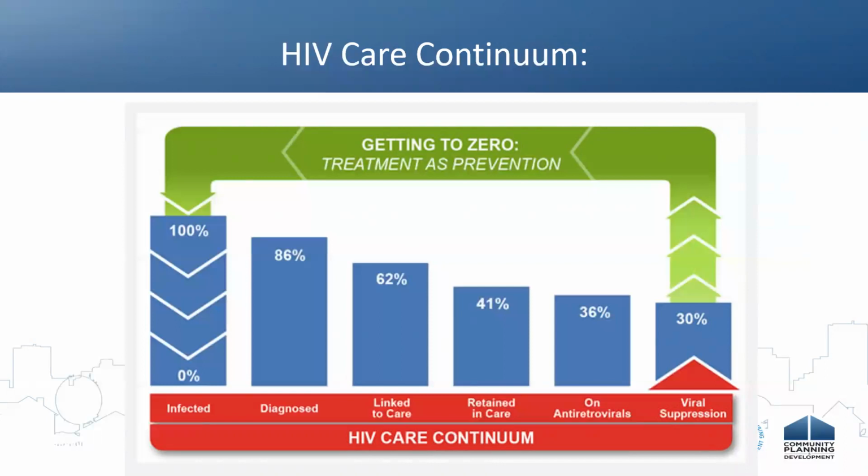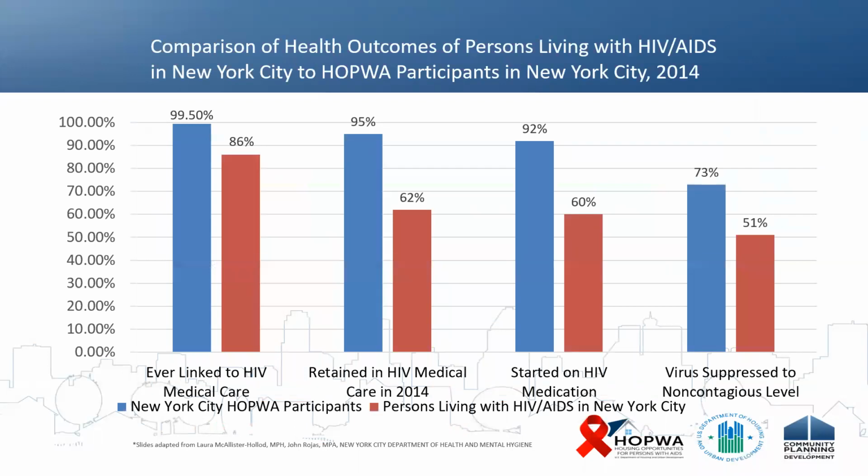Now we're going to go to the next slide, and I'll talk to you a bit about what happens when housing is introduced into the HIV care continuum. The example I'm using is based on New York City. This is data from 2014, and it shows what happens when a person who is HIV positive is being served with HOPWA dollars. If you look at the first bar graph, the blue line is for New York City HOPWA participants, and the red line is for folks living with HIV/AIDS in New York City in 2014.